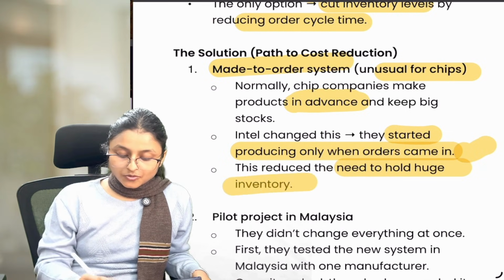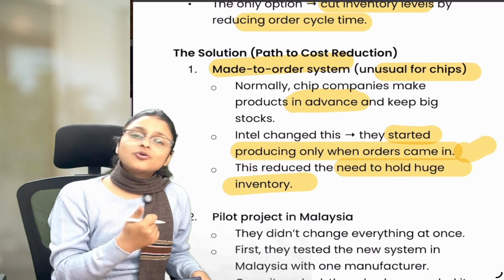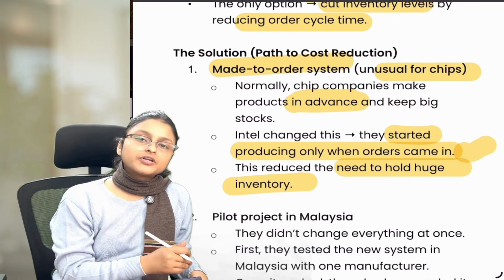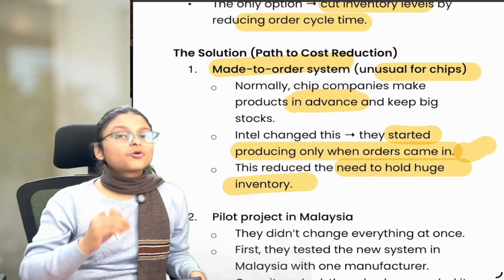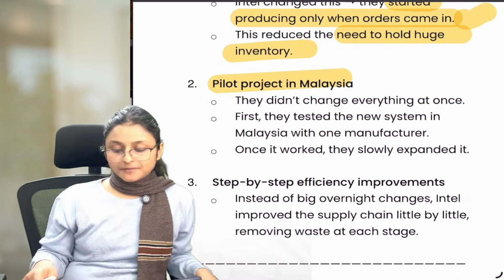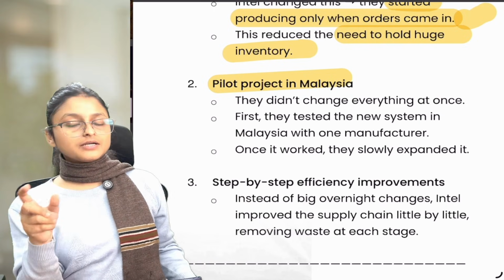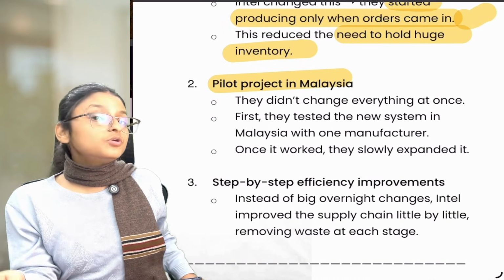This reduced the need to hold huge inventory. As you are not producing the product beforehand, you are not holding it. You are not making a lot of inventory, and hence it reduces the cost by a huge amount. Pilot project in Malaysia. They decided to do the same. That means making to order. That means when the order comes, they'll only then make it.